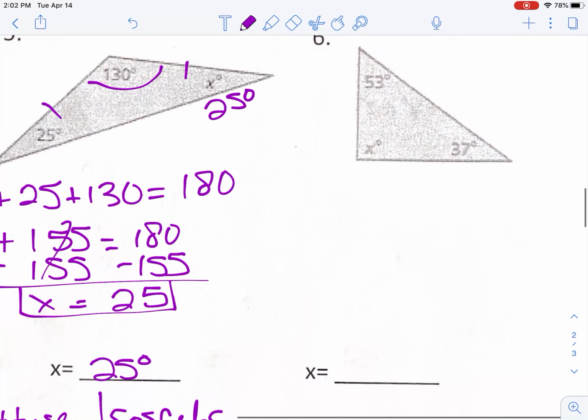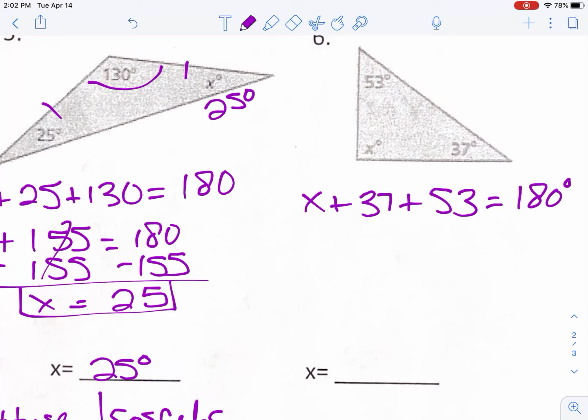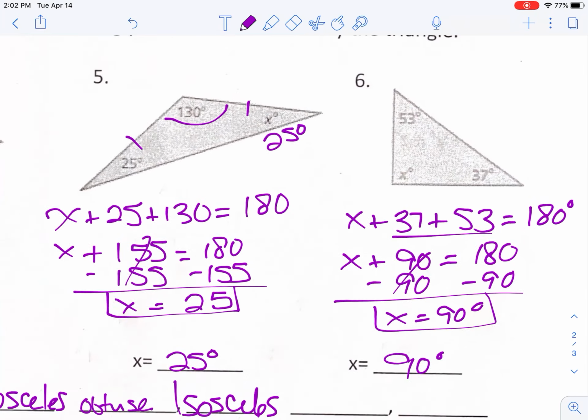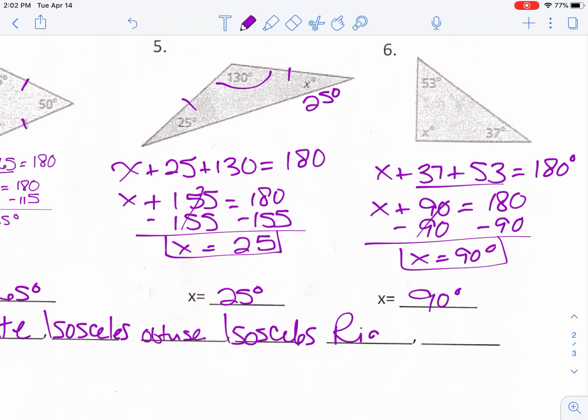Okay, and the last one. It looks exactly like a right angle. It probably is a right angle, but let's make sure and not guess. So x plus 37 plus 53. All 3 angles need to add up to 180 degrees. Let's add what we do know. 37 plus 53 is 90. And subtract 90. So yes, it will equal 90 degrees. It is a right triangle.